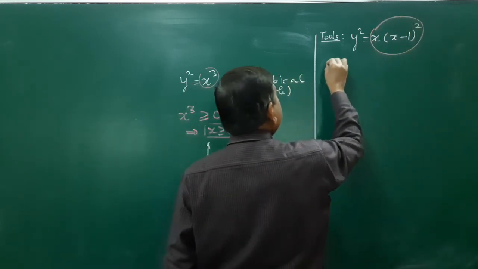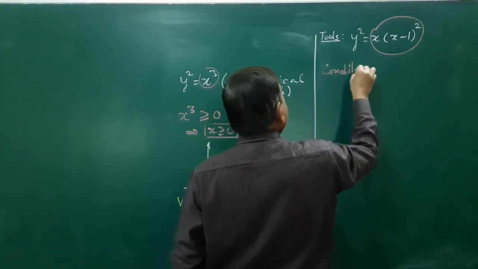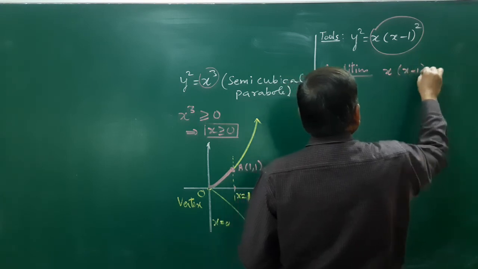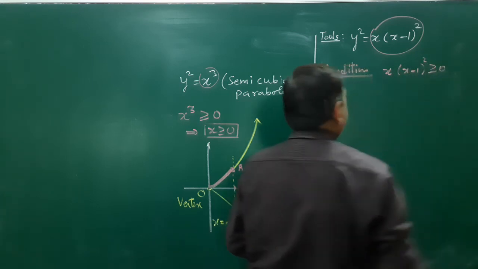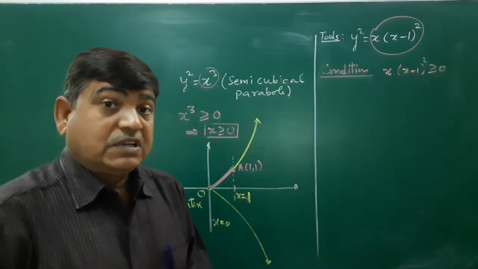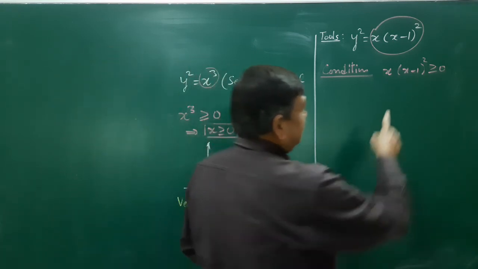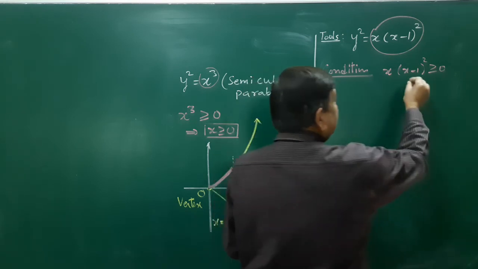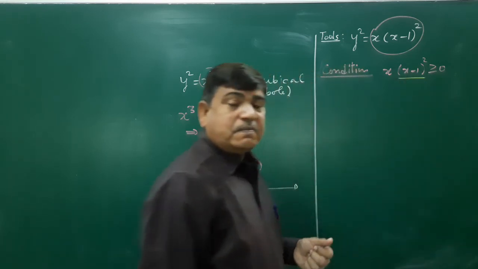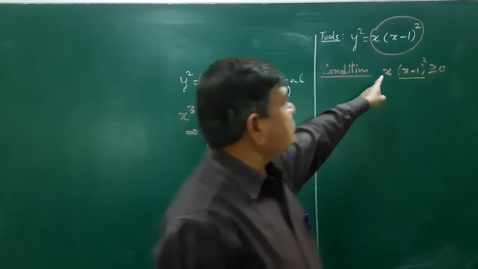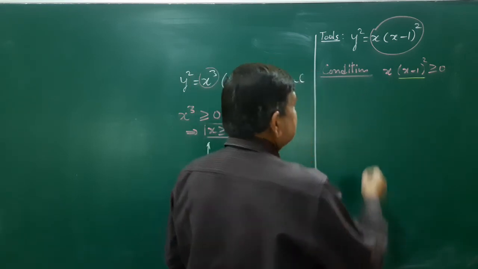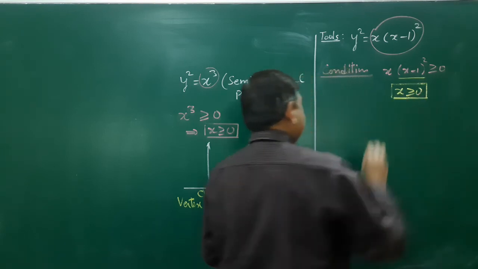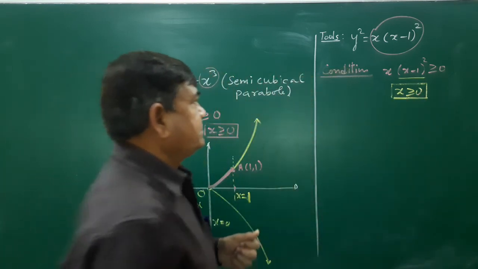So what is the condition? x into (x minus 1) whole square is greater than or equal to 0. Now how to solve this? When x is 1, then it is equal to 0. Otherwise, this is always positive. So everything depends on this x. That means x must be greater than or equal to 0. This is the condition for it. First point you have to remember.